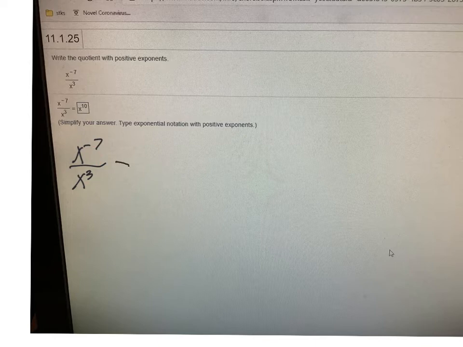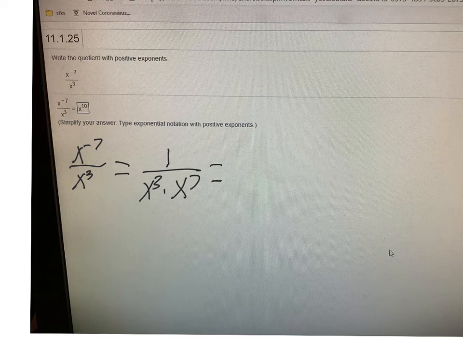And so I'm going to move the x to the seventh to the denominator. Well, what's left in the numerator is a 1. So I'm taking this negative exponent, I move it to the denominator, it changes its sign, and then I have a 1 in the numerator. Now here you have a product, x to the third times x to the seventh. You just add the exponents. And so that's 1 over x to the 10th power.